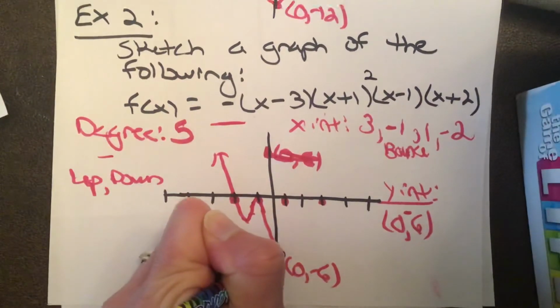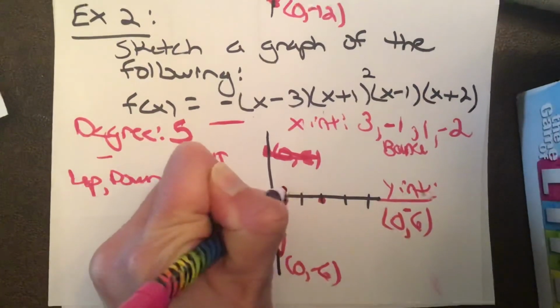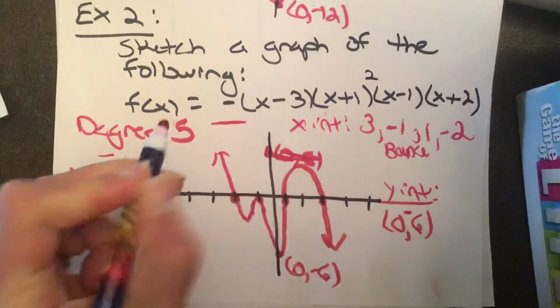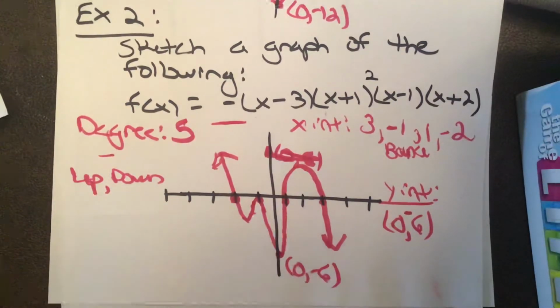Now it's going to go through the y-intercept. Then these two are just normal, so it's going to go through this one. At some point it's going to turn directions, go through that one. So you can see that would be the final graph there.